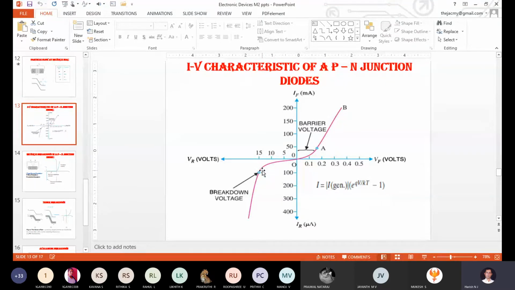Correct? And one more thing, in the reverse direction itself, we are going to conclude or call some current a generating current. You people can see this equation. Correct? I will be equal to IGEN. IGEN stands for generation current. Correct?